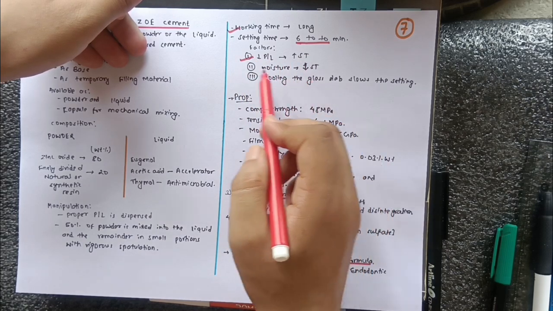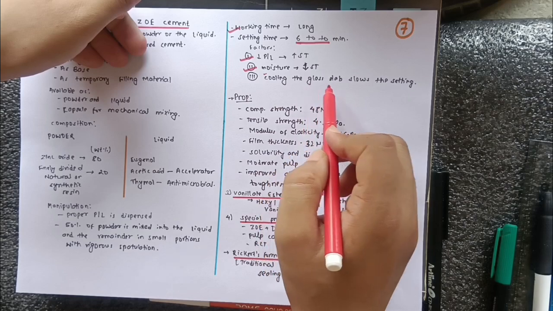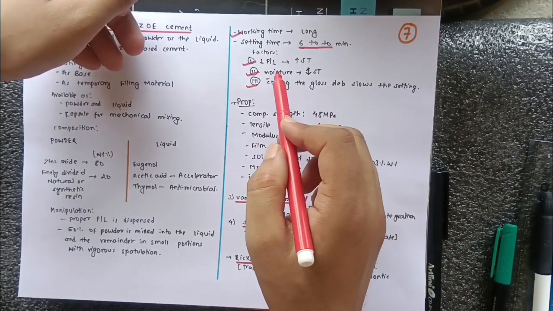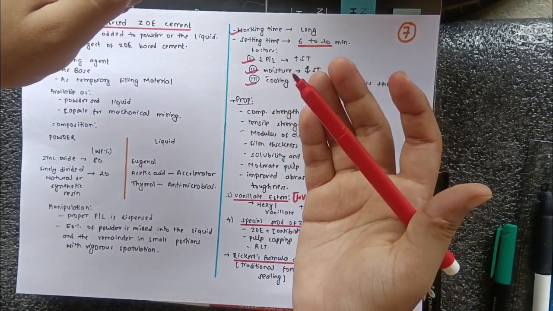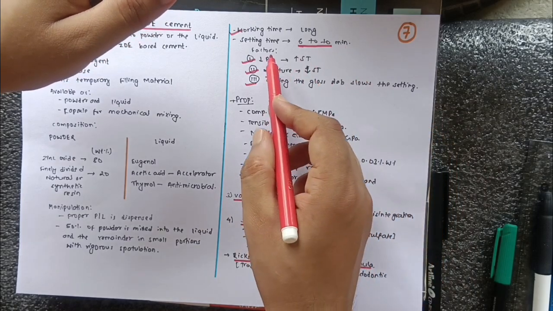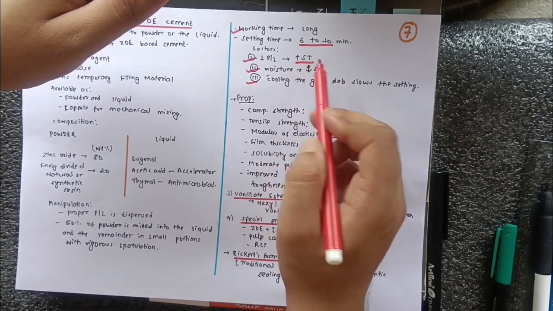Moisture, if it is there, would decrease the setting time. Similarly, cooling the glass slab slows the setting. Okay, so just remember those. Decrease in powder to liquid ratio means there is an increase in the liquid, and an increase in liquid would increase the setting time. Okay, so it is simple.